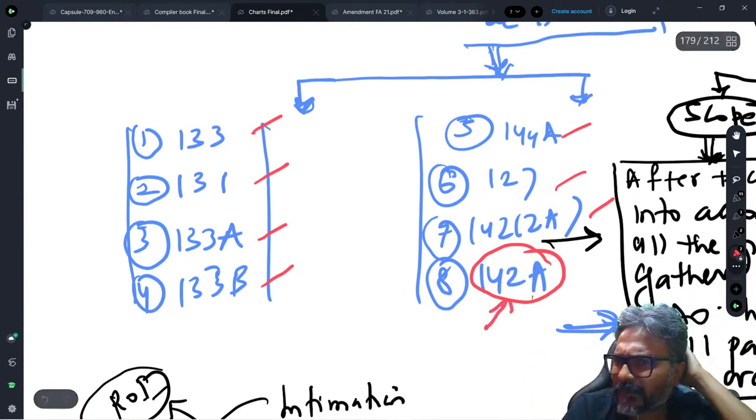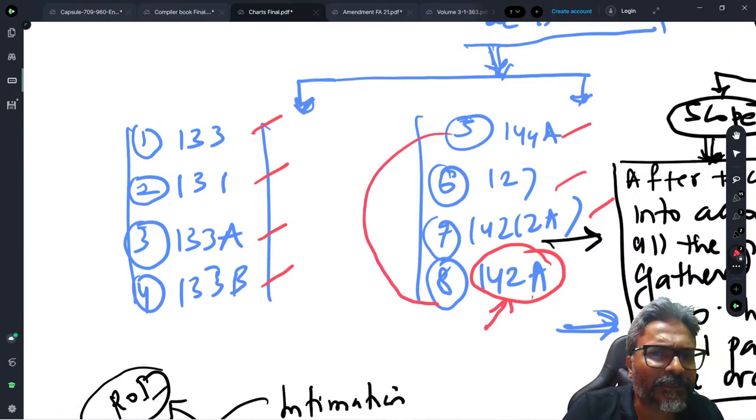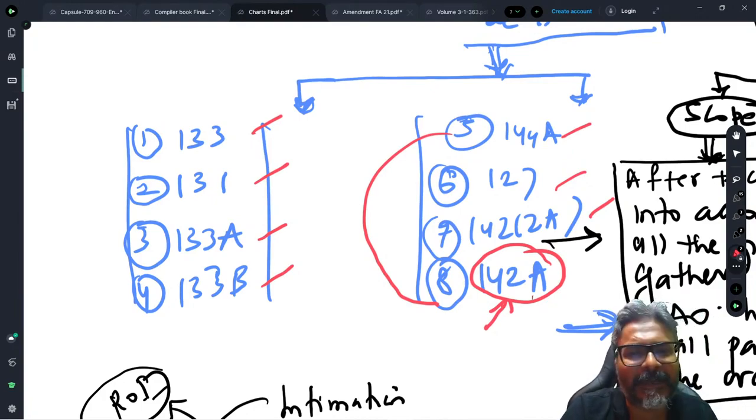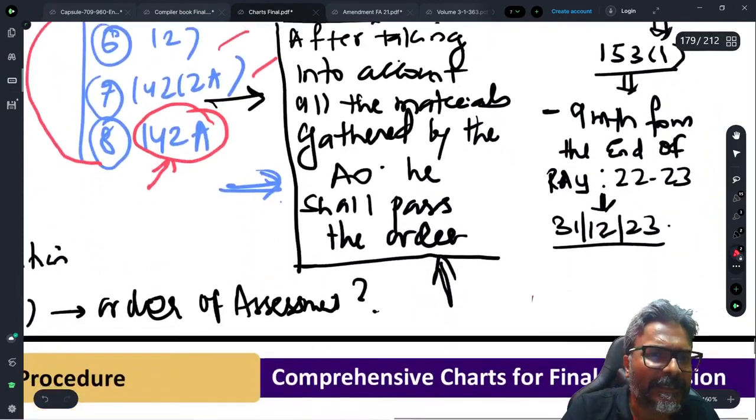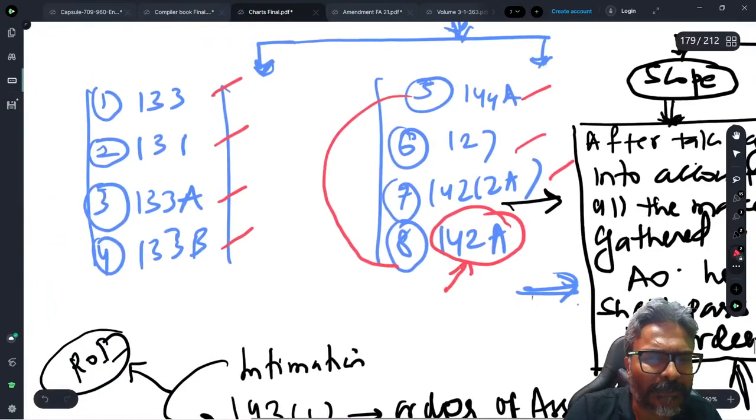Now only one point, students, I just wanted to make a final conclusion. The direction which has been received from the valuation officer, or the direction received from the JCIT under 144A, are those directions mandatory upon the assessing officer? Is it binding on the assessing officer? And the answer is yes. Such direction, students, is mandatory. Just keep that point in mind. I hope that all of you are clear with this one.